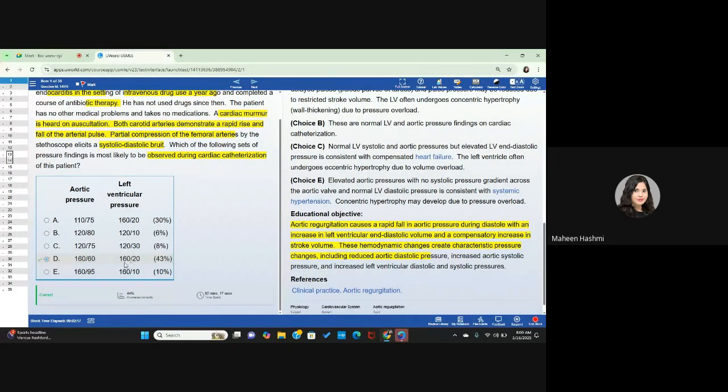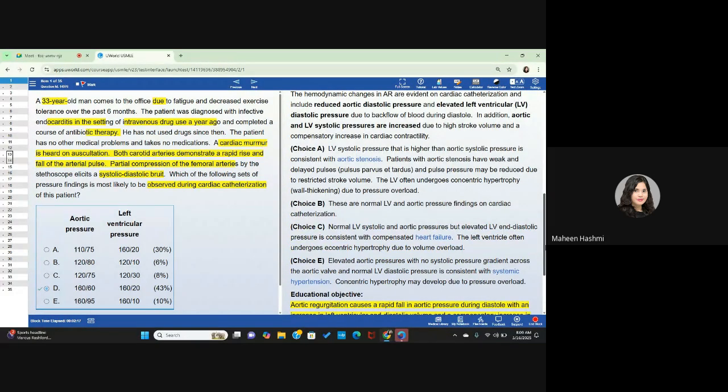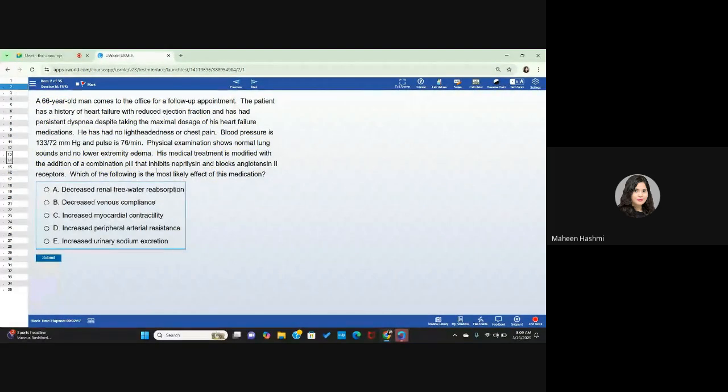You can see this over here as well. Why is that? Because that's very characteristic of aortic regurgitation. Increased aortic systolic pressure and increased left ventricle diastolic and systolic pressures. Again, a concept-based question. They did not ask you anything else aside from this. All right. Next question.